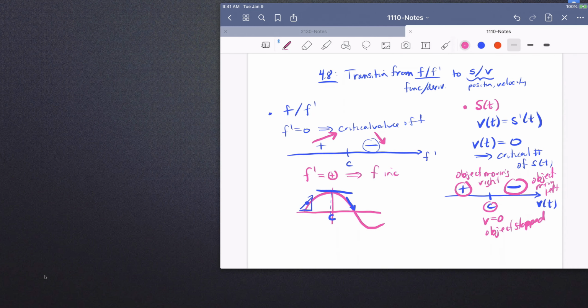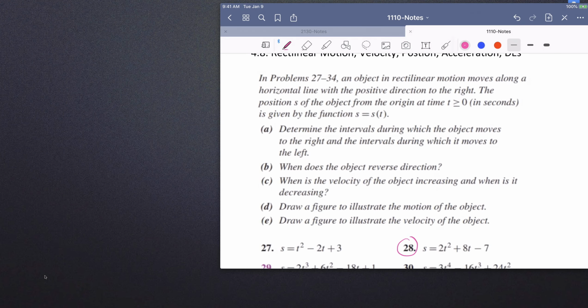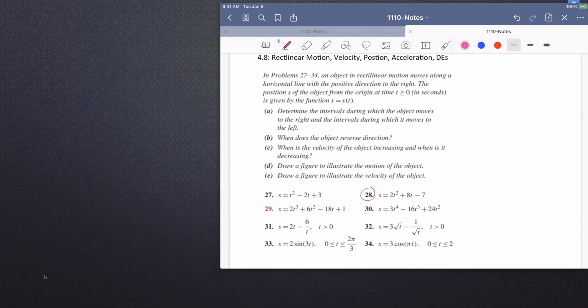So with this particular transition in terms of terminology from functions and derivatives to position and velocity, we can now look at an example. This is an example of a rectilinear motion problem. And we can see here that a position function has been given to us. We have a position function being 2t squared plus 8t minus 7. So here's our position function.